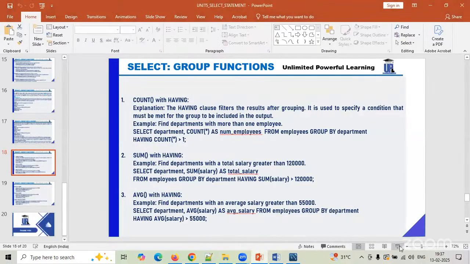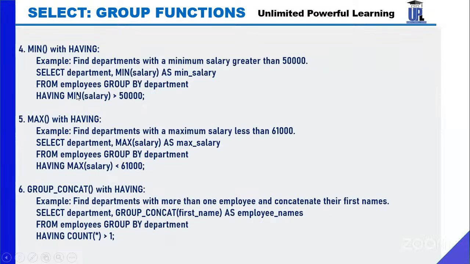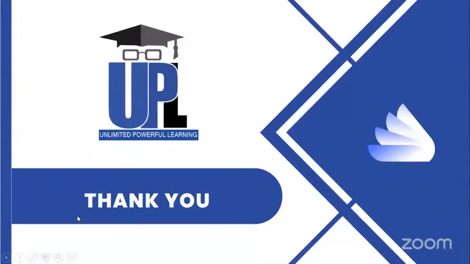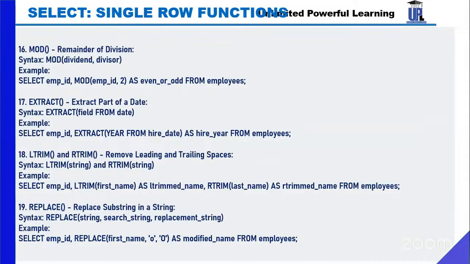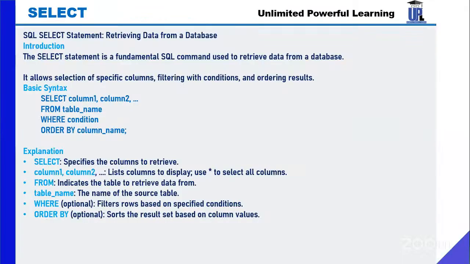So we can do having with sum of the salary per department, average salary per department. Similarly, minimum salary per department, maximum salary, and group concatenation. All these things we can do as a part of this. Any questions here? So all of you are able to follow at least the select statement and its various forms.